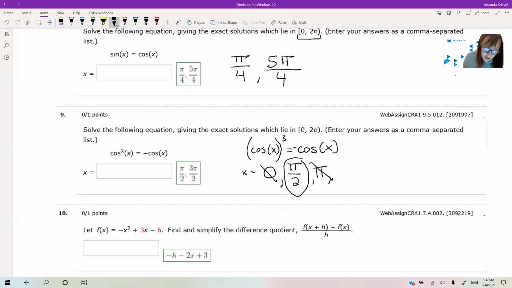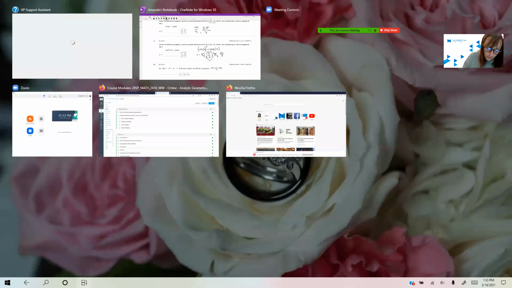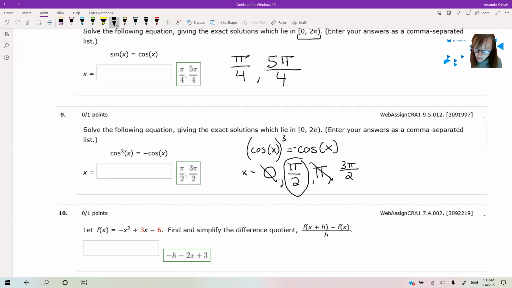And then the last value, well, there's kind of 2 more that I would consider, but 3 pi over 2, when I go to the unit circle, cosine of 3 pi over 2 is negative 1. Negative 1 to the third is still negative 1. And then cosine of 3 pi over 2 with that negative is still going to be a negative 1. So these end up being the 2 that work. You can check 2 pi. It doesn't work, but also it's not within that interval, so it's not one that we consider. So we end up with x equaling pi and 3 pi over 2.